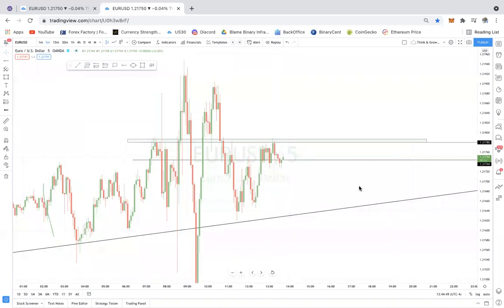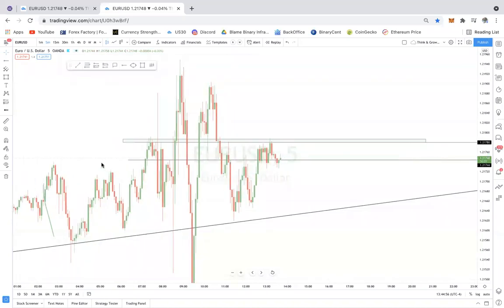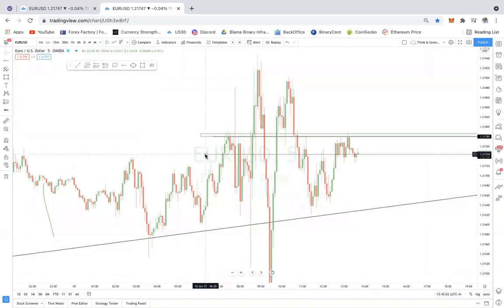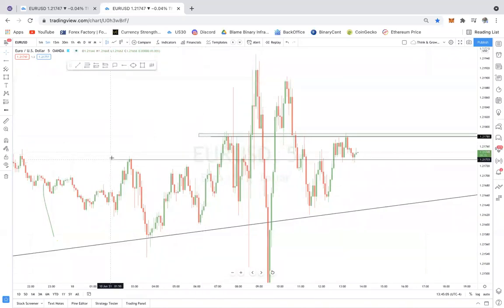Now, like I said, 746. These are just areas where I seen, based on the past, that price rejected, price reacted in these areas. So potentially we could see the same thing happening this time around. All right, I'm gonna move it a little bit lower.